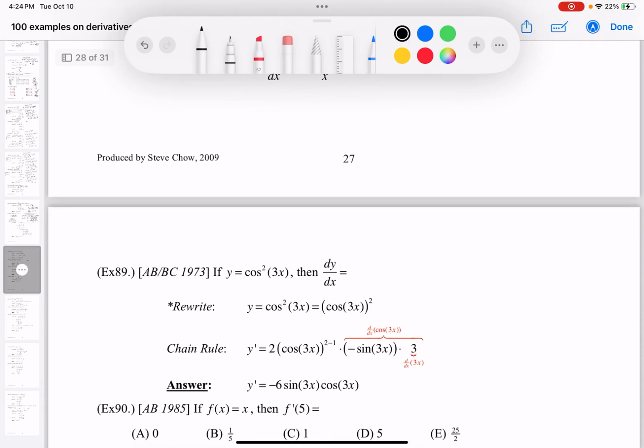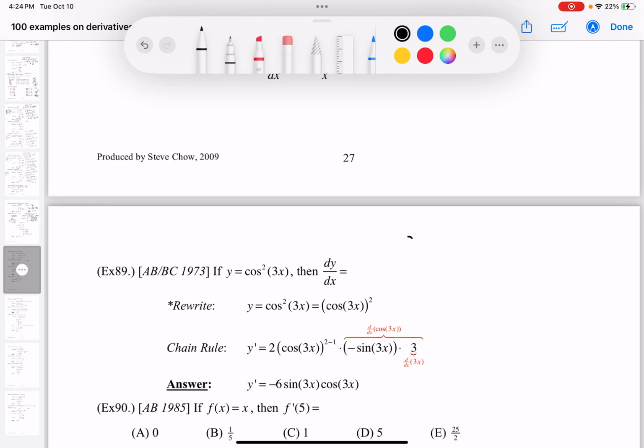And again, looking at it, write this down: dy/dx equals 2 cosine 3x times, oh, you have cosine, sine, right? I'm sorry, minus sine. So minus sine 3x, and then times 3. And what do I notice over here? I notice there's an identity.